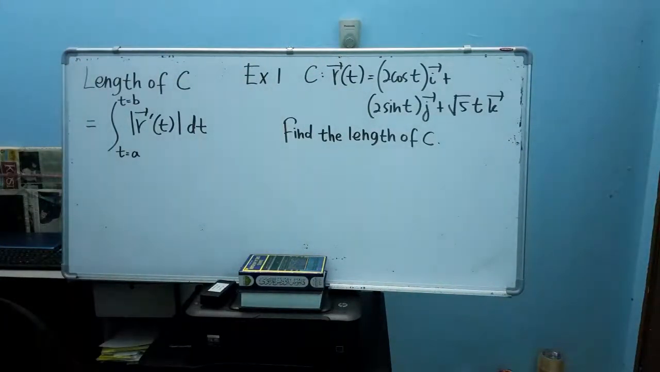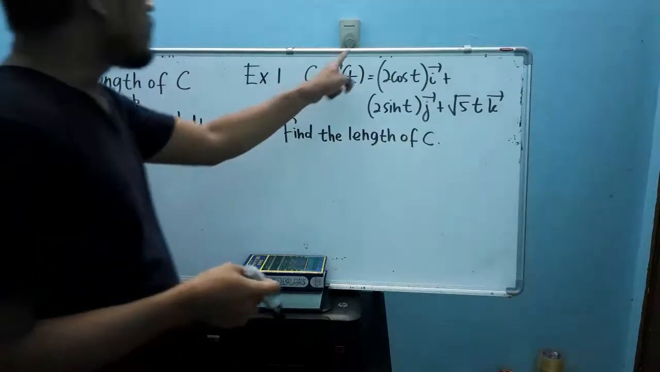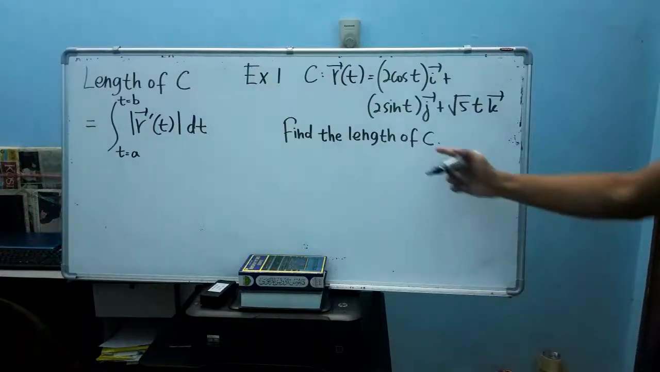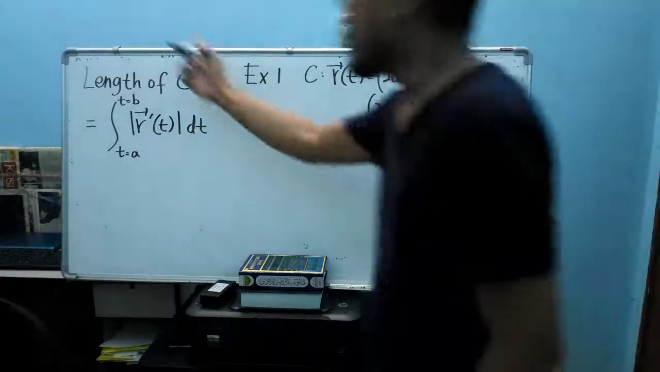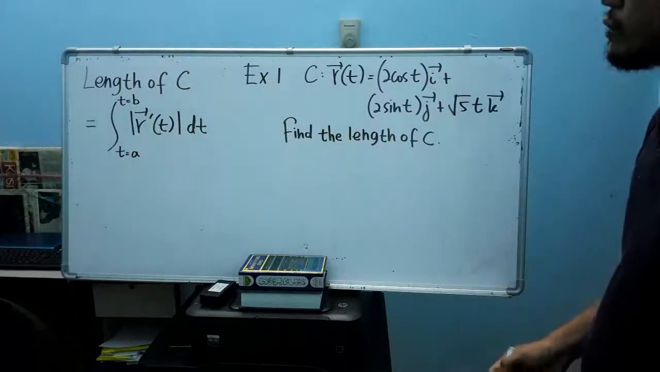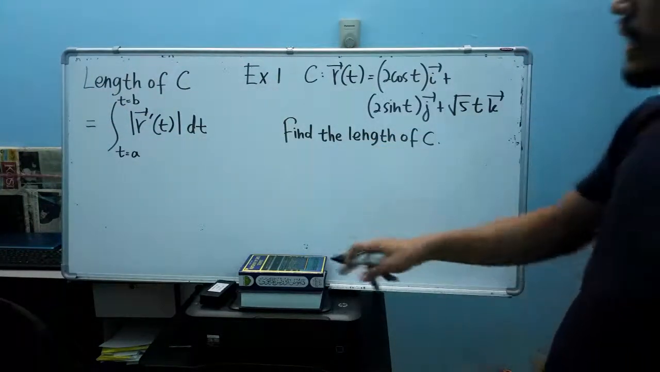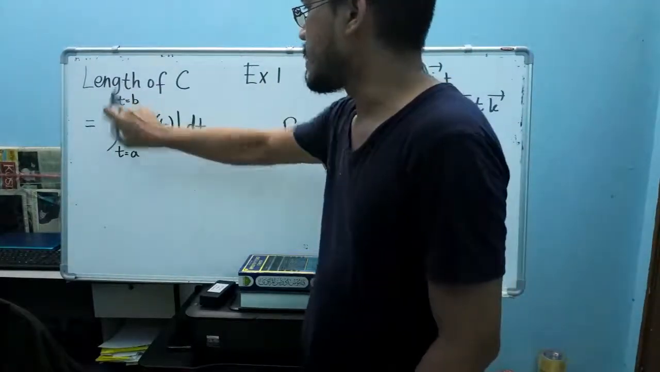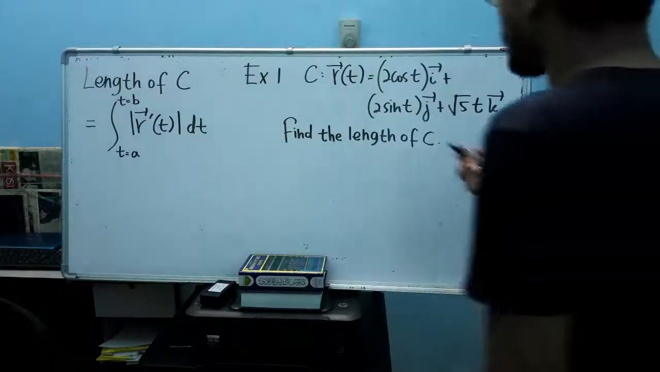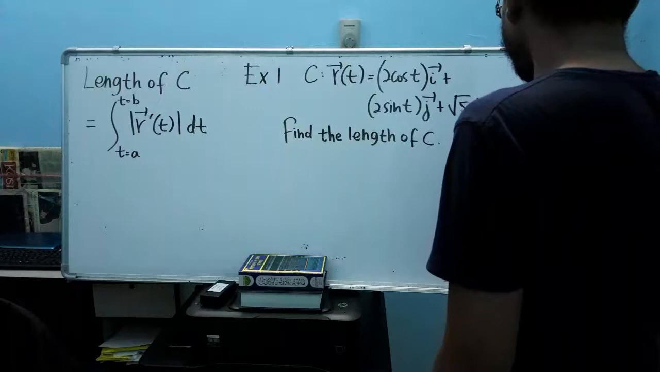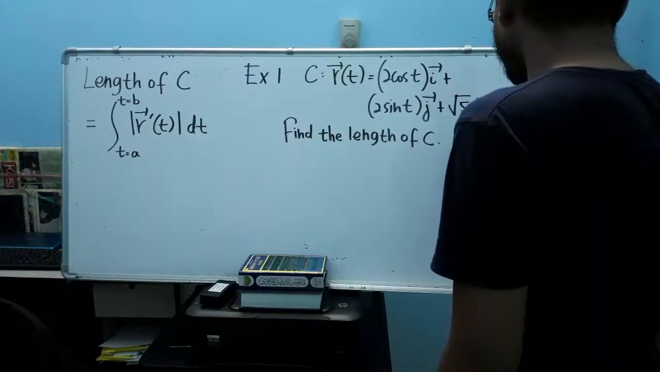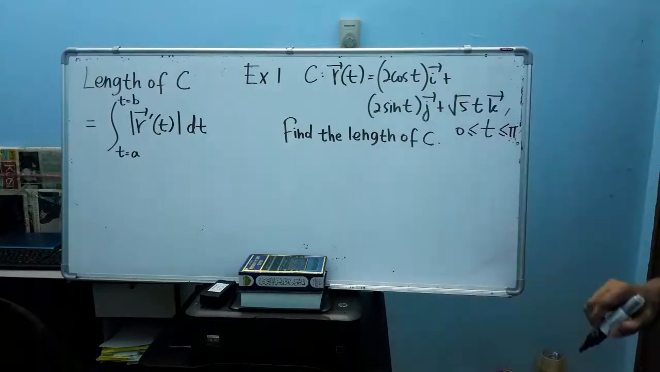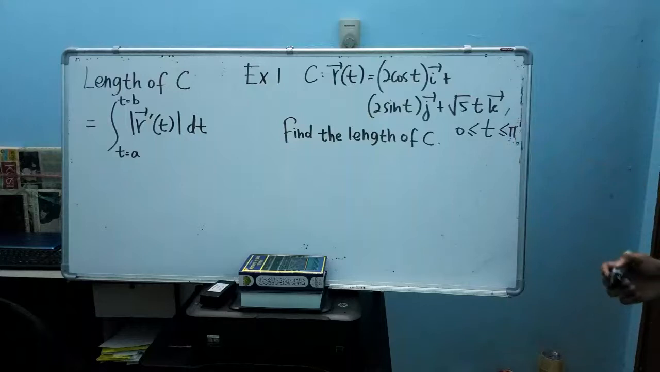Given that our C is defined by this r(t), we want to find the length of C. The length of C is given by this formula, meaning that you need to integrate the magnitude of r prime(t) dt, with this limit of integration: t is between 0 and pi. Now we can calculate the length of C.